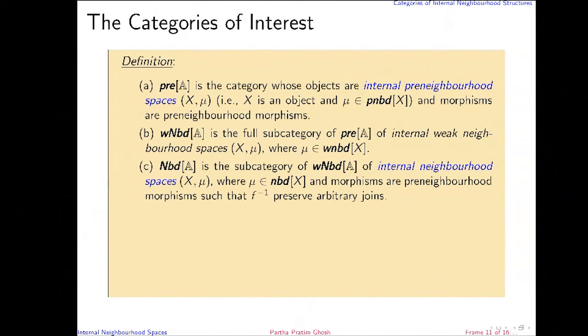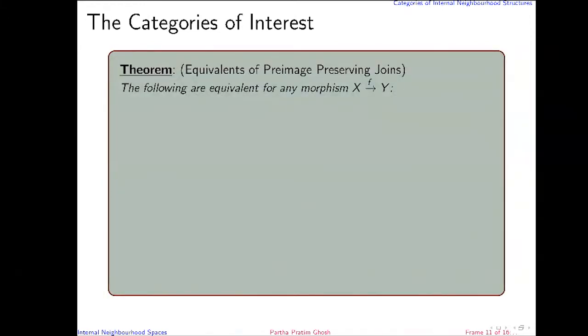Now, NBD is not the full subcategory. Take the internal neighborhood spaces, but the morphisms are restricted to those whose F inverse preserves arbitrary joins. The inverse image preserving arbitrary joins is something which we do not question in the case of sets. But that may not be true. For instance, even in locales, the inverse image doesn't preserve arbitrary joins. So it is something which has to be taken.